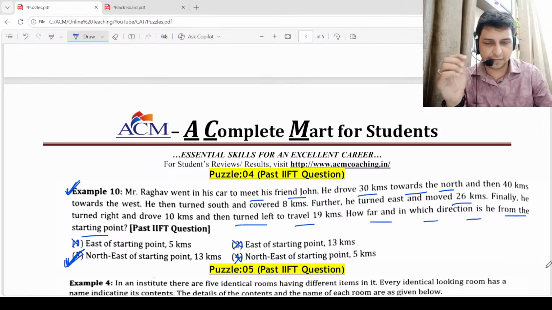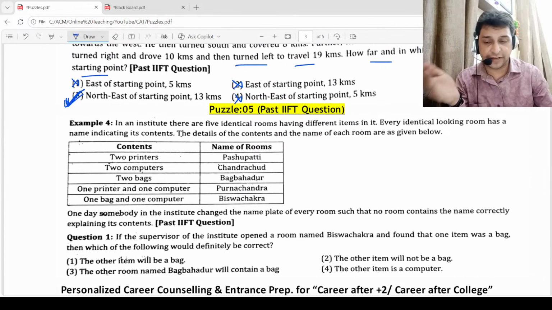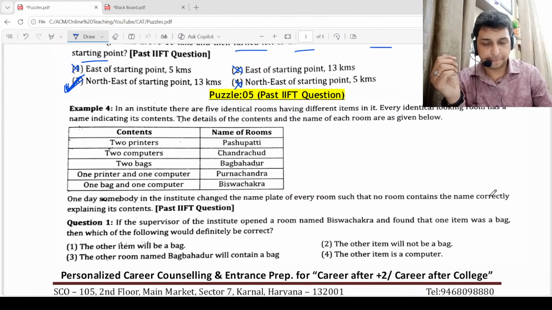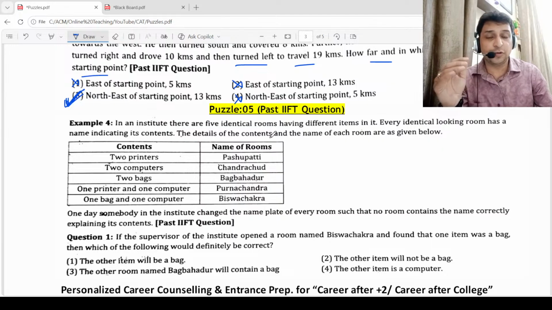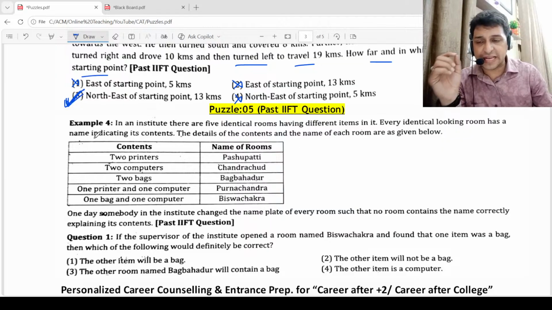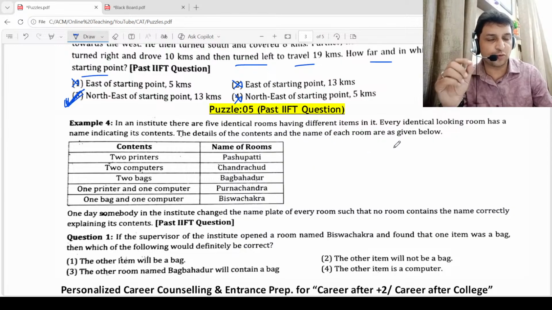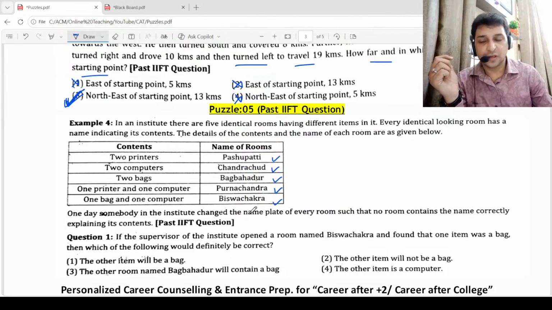These are all past PYQs which we have. Now there's another question which came in IFT, but a very good question again. It says in an institute there are 5 identical rooms having different items in it. Every identical looking room has a name indicating its contents. The details of the contents and the name of each room are as given below. So names are Pashupati, Chandrachud, Bagh Bahadur, Purna Chandra, and Vishwachakra.